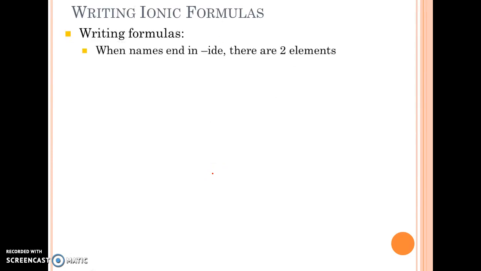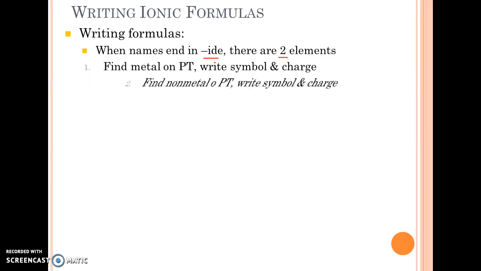We're first going to start with if your name ends in IDE, that means you have two elements. So when you are naming them or writing their formulas, you're going to find the metal on the periodic table and write its symbol and charge. Hopefully at this point, you have written the oxidation states at the top of your periodic table so that you know what the metal's charge is. Next, you're going to find the nonmetal on the periodic table and write its symbol and its charge.